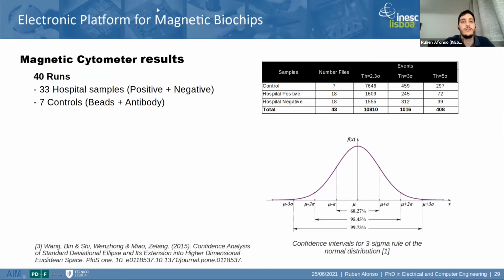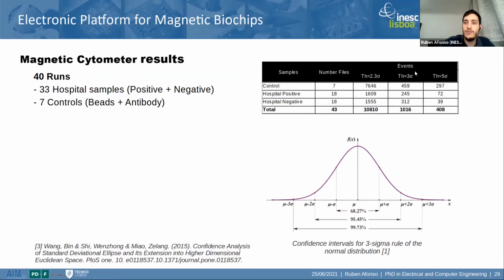To see the performance of this algorithm, we analyzed 40 samples: 33 from hospital samples, positive and negative, and 7 controls. Most algorithms in the literature use a simple threshold of 3 times the standard deviation of the signal, so the 3 sigmas. This value is selected since with 3 sigmas, 99.7% of the noise will be inside of these values, since the noise has a normal distribution.